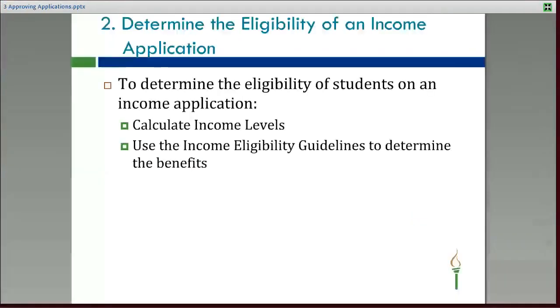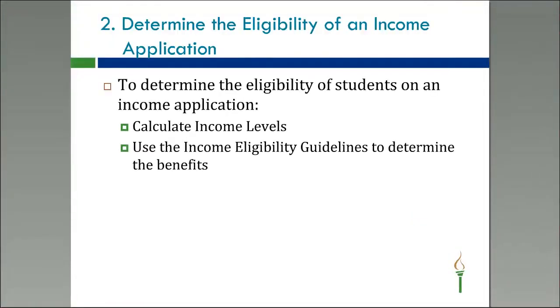For income applications, to determine if the application can be approved for free or reduced, or if it will be denied, you will first calculate the income levels and then compare that income to the income eligibility guidelines. So we'll take a look at an example of that.